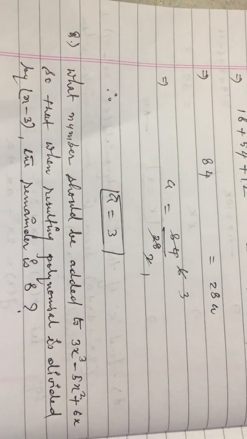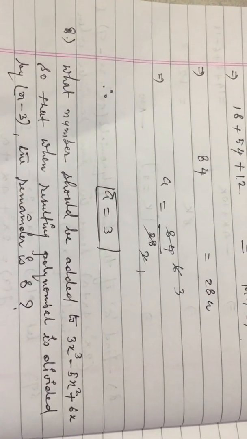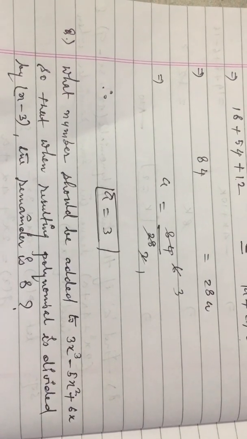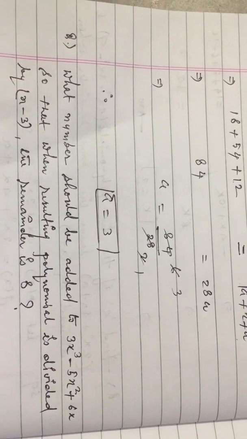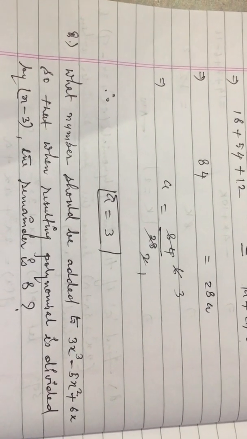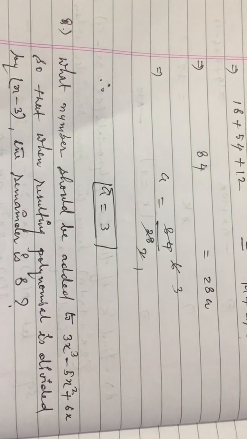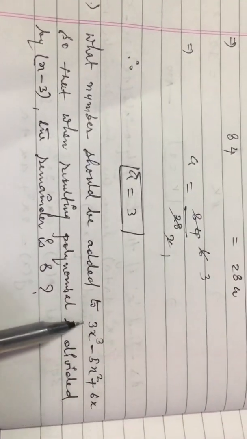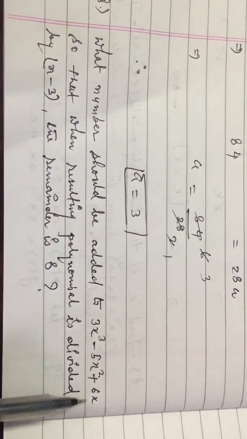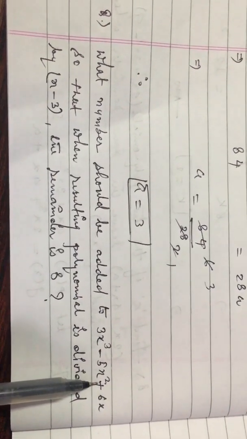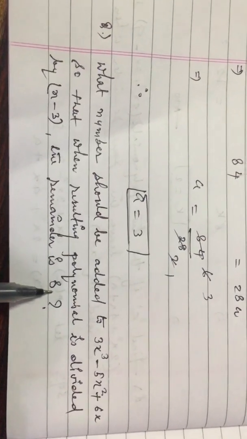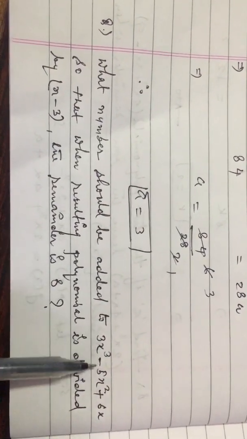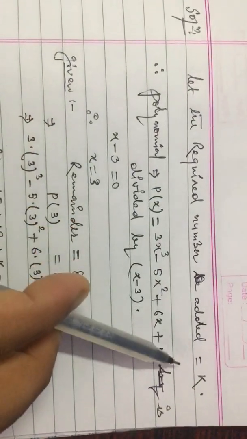Now in this question: what number should be added to 3x cube minus 5x square plus 6x, so that when the resulting polynomial is divided by x minus 3 the remainder is 8? What number should be added? What we have to add with this polynomial, and after adding that number, dividing by x minus 3 it leaves the remainder 8. So first we have to suppose it here. Let the required number added be k.